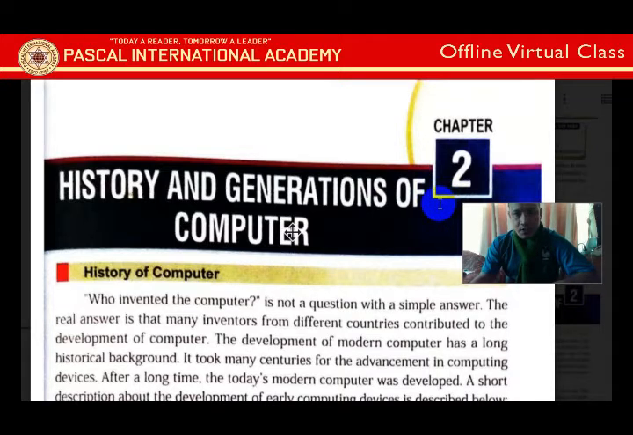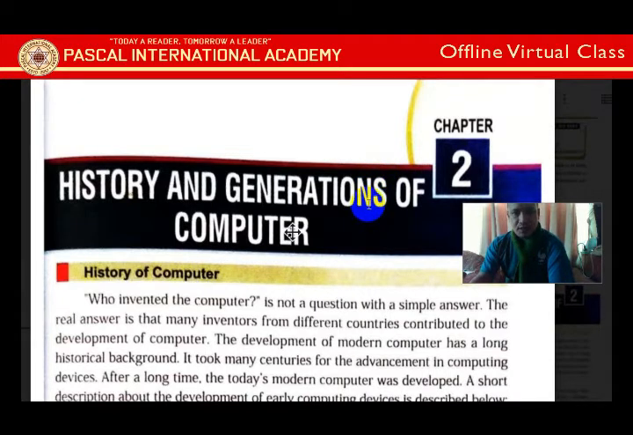So today we are starting chapter 2, history and generation of computer. In chapter 1 we learned about the computer overview, the definition and all those things, where computers are used, and what its basic devices are. Now let's go through the generations of computer and its history.